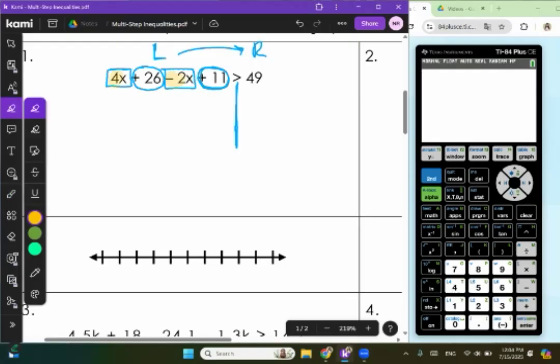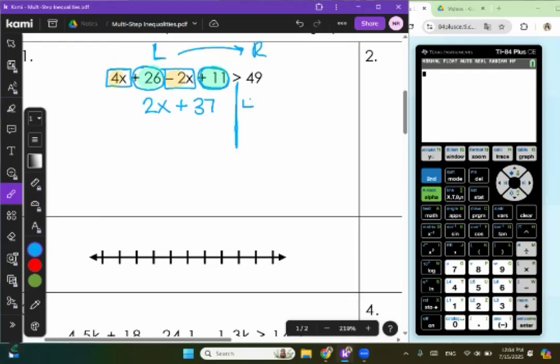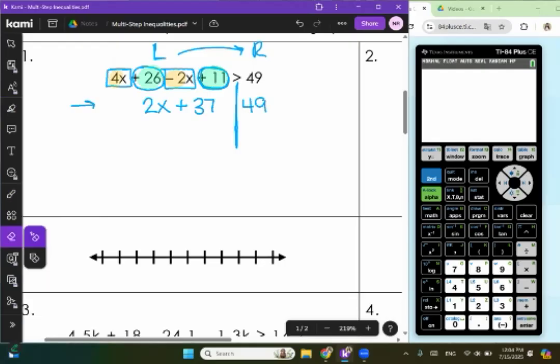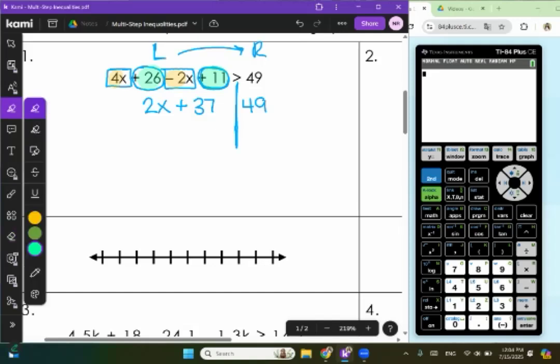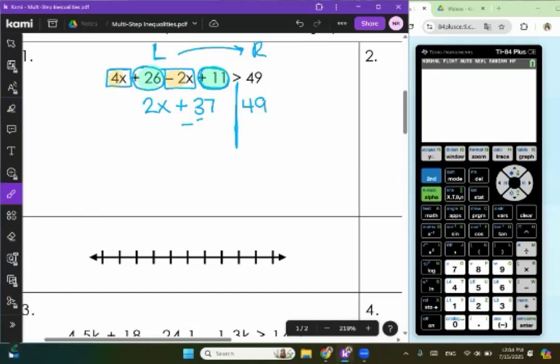Okay, and instead of just shifting stuff around, we're just going to do it old school. So 4 minus 2 is going to give us 2x. And 26 plus 11 is going to give us 37. Bring down the 49. Now at this step, you're down to a two-step inequality. So we get rid of the constant. The constant is the 37. It's connected with a plus sign. Opposite of plus is minus. 49 minus 37 gives us 12.